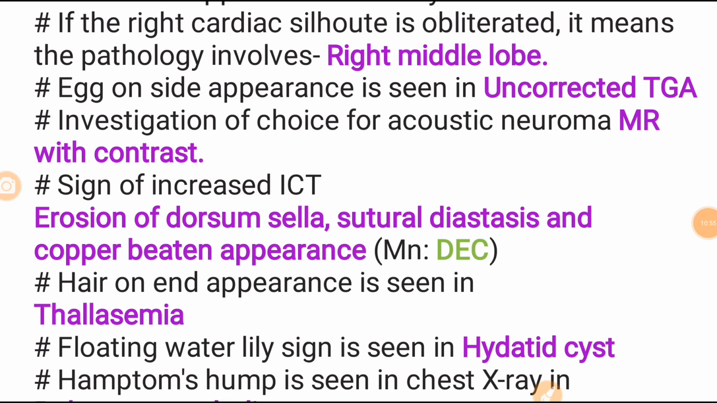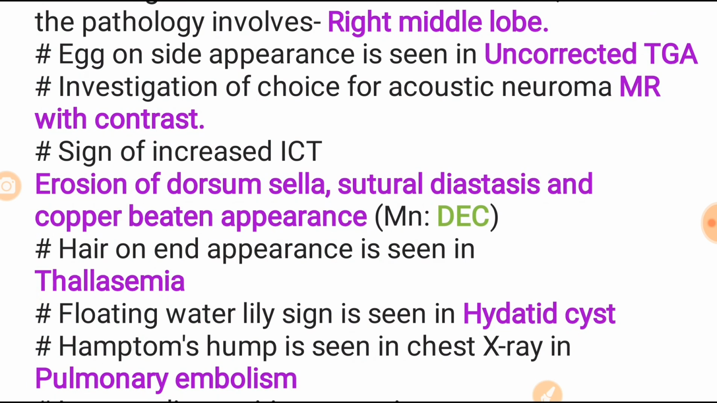Here the investigation of choice for acoustic neuroma. Acoustic neuroma, always remember MR with contrast. Signs of increased intracranial tension: here the signs will be erosion of the dorsum sellae, sutural diastasis and the copper beaten appearance.